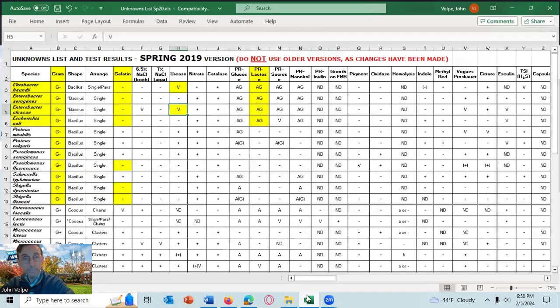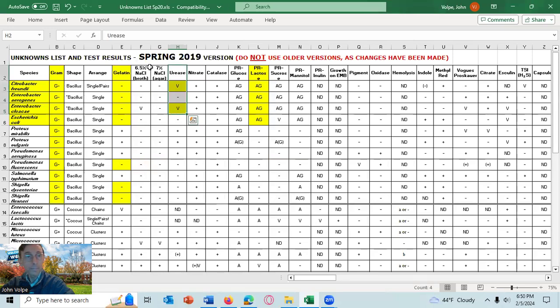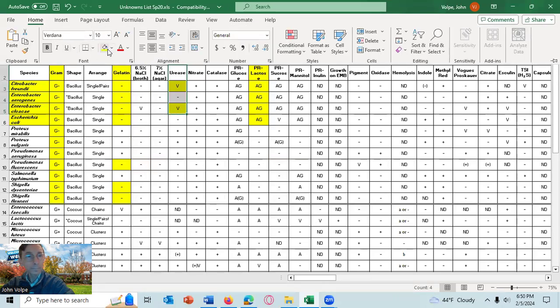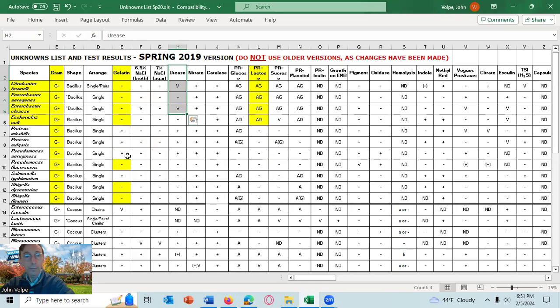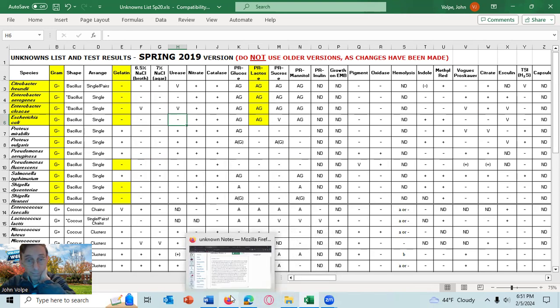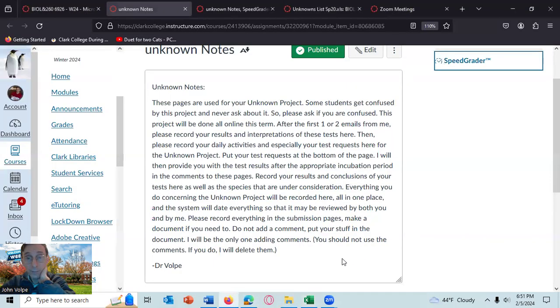Let me see if I still have that here. So let me remove that. And you'll figure out what your possible species might be, because this is what your results were. And then you decide, oh, I want to do the urease test. That way I can separate maybe these two from these two. And this isn't necessarily the best test, and I'll explain why in a minute. So you request the urease test, and then you put that in your document on your unknown notes pages at the bottom of the document.